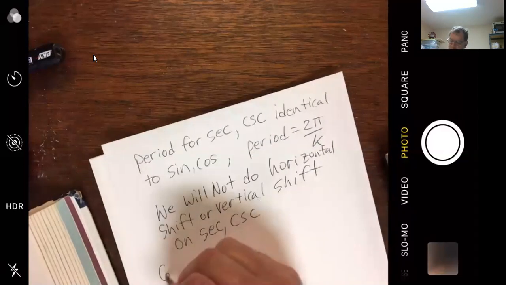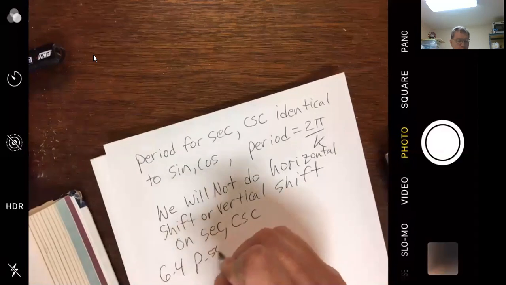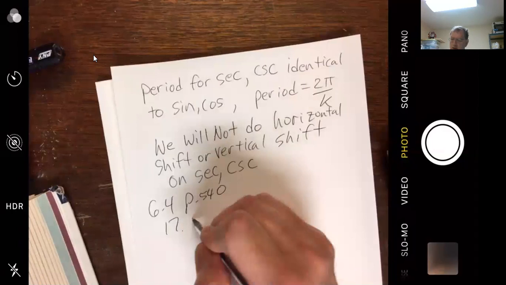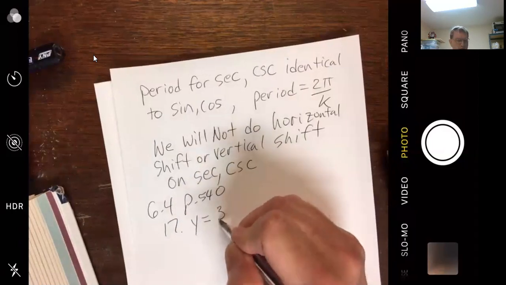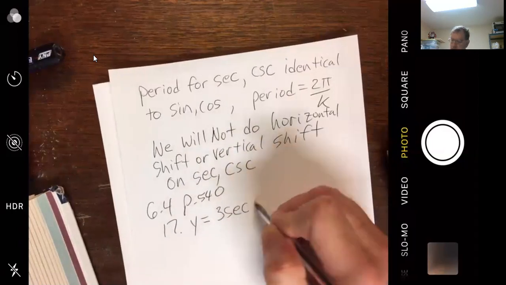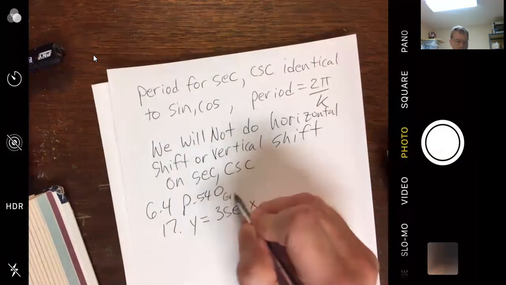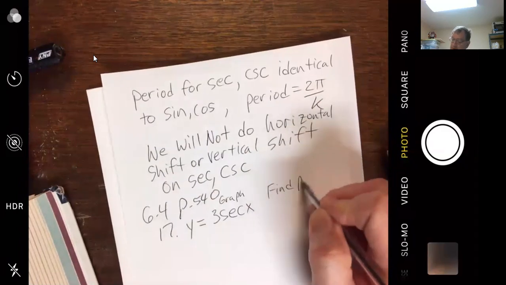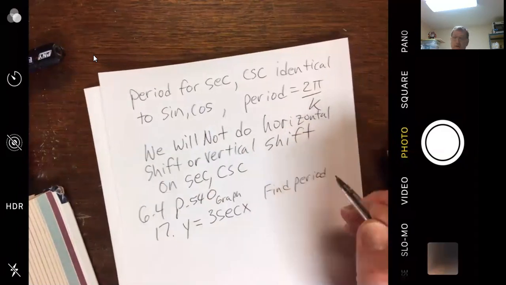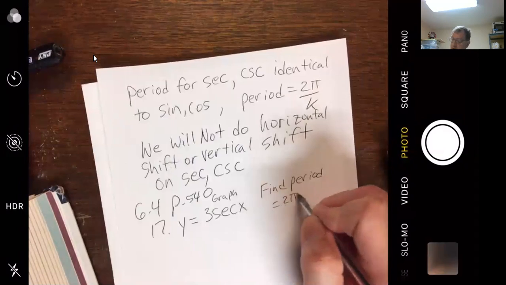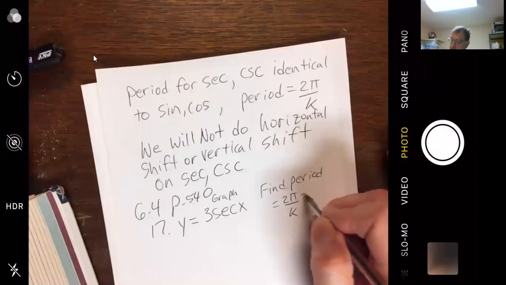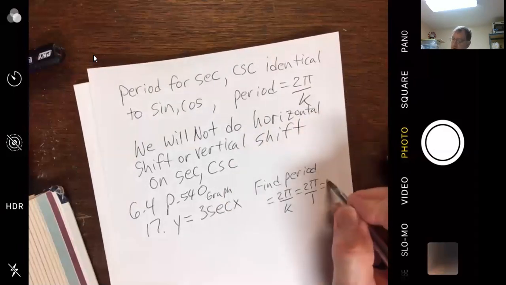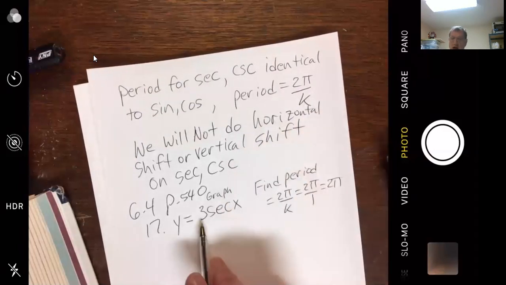This is page 6.4, page 540. I guess we'll try number 17. Y equals 3 secant of x. Graph, and they just want you to find the period. Well, that's pretty easy. It's 2 pi over k, which is 2 pi over 1. The k value is 1, so the period is just 2 pi. The 3 is not amplitude.